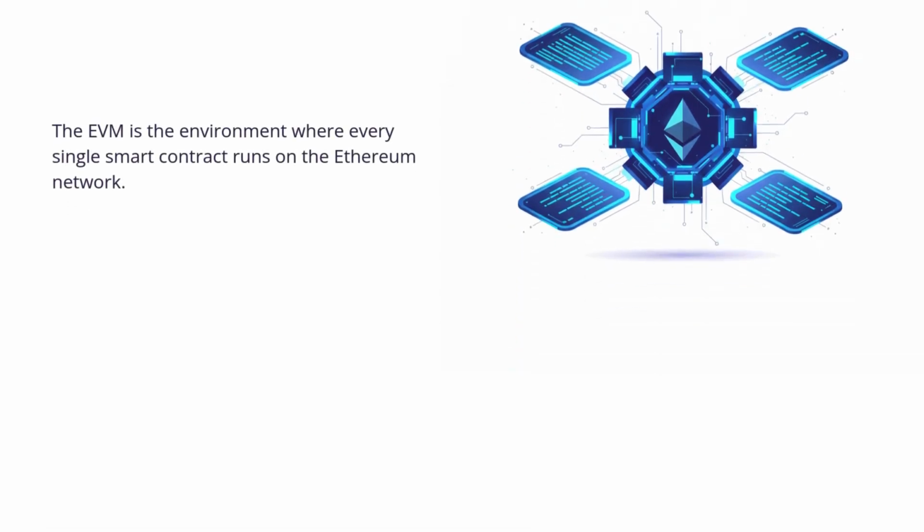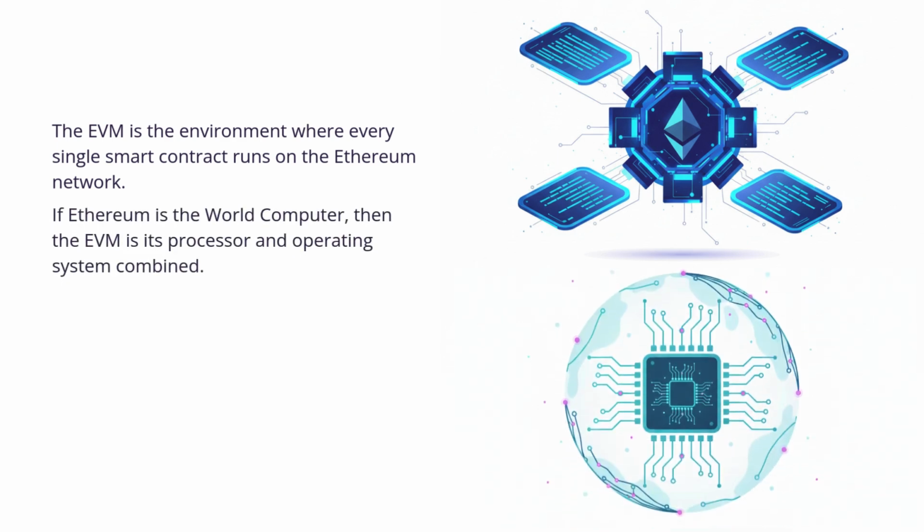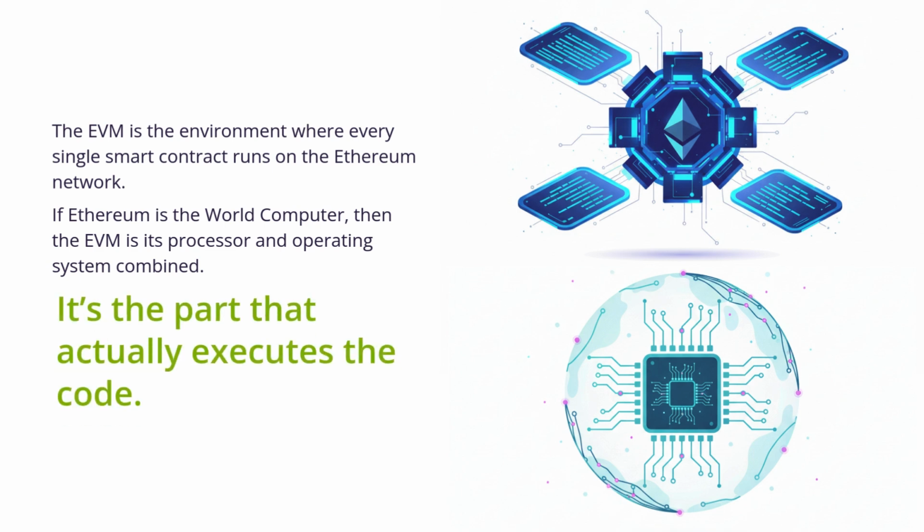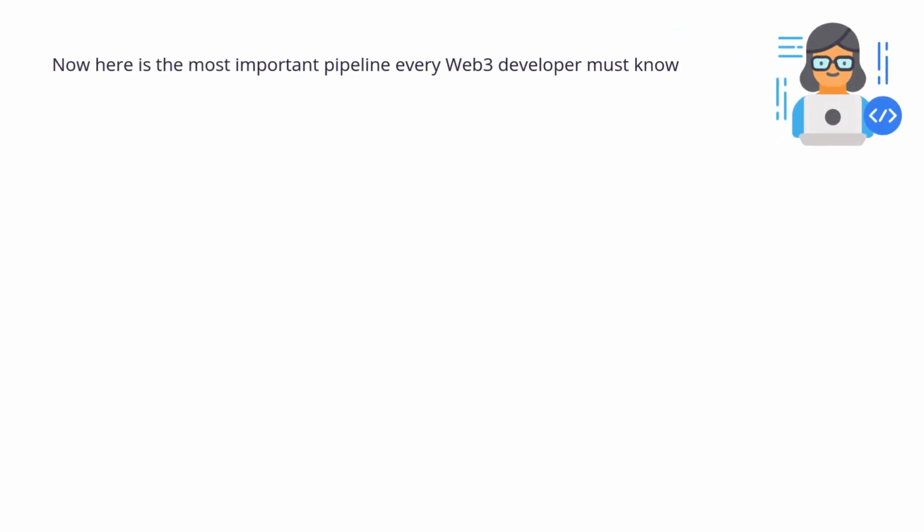The EVM is the environment where every single smart contract runs on the Ethereum network. If Ethereum is the world computer, then the EVM is the processor and the operating system combined. It is the part that actually executes the code. Now here is the most important pipeline every Web3 developer must know.